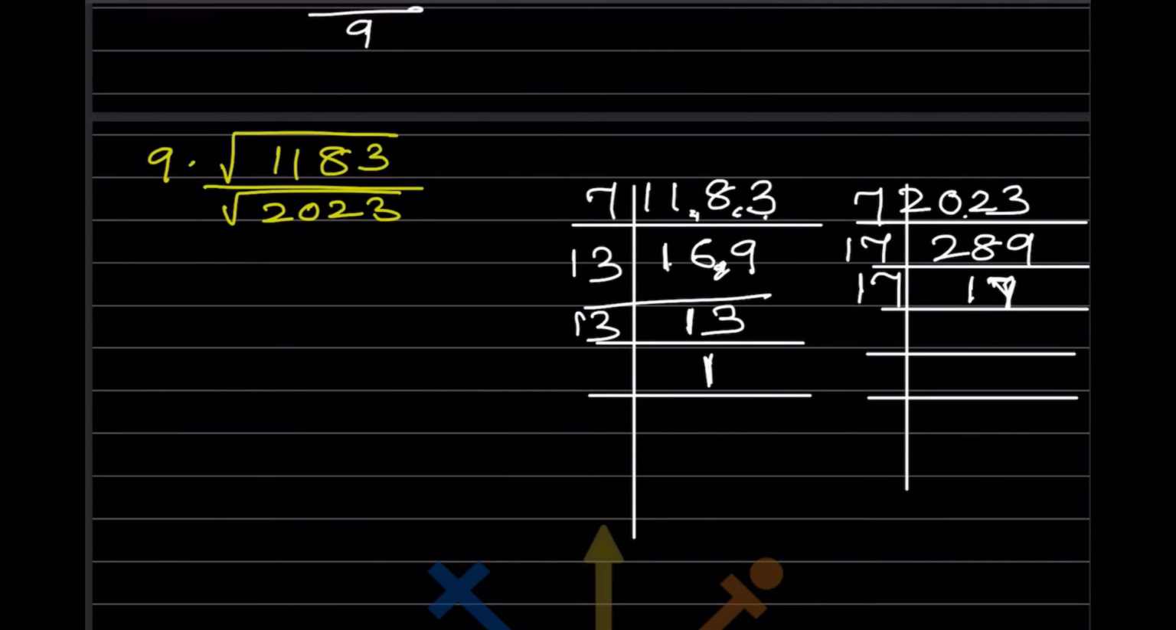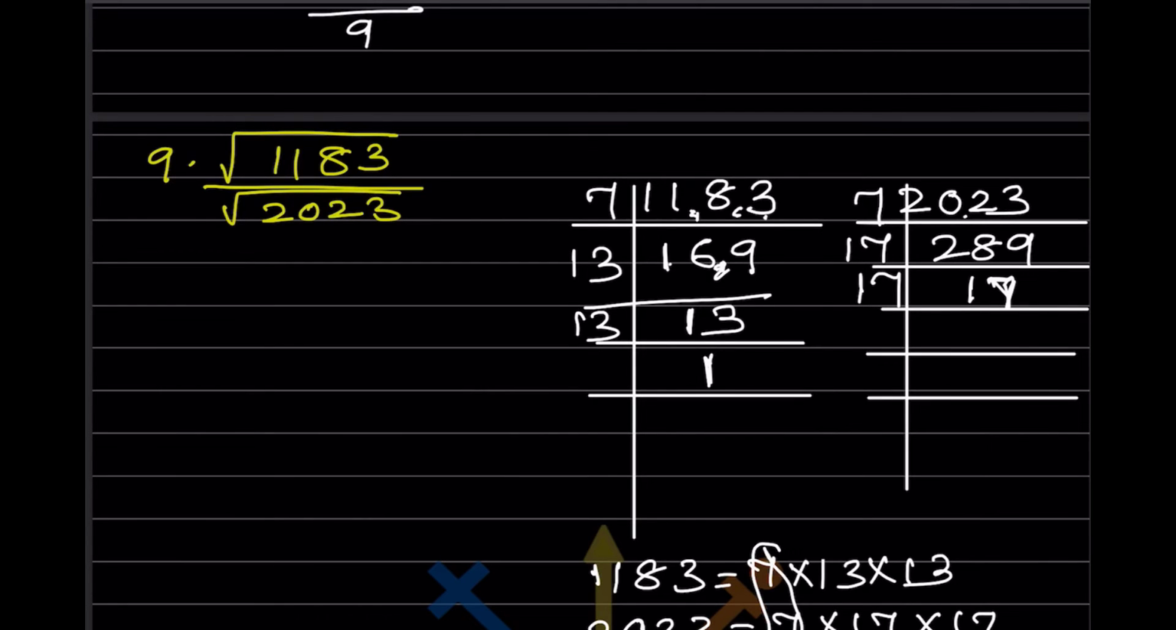HCF means now 1183. This is 7 into whatever the factors we got over here, 7 into 13 into 13. And this 2023 is 7 into 17 into 17. So now we can see the common is just 7. So the HCF of this is 7. So now let us divide this one.